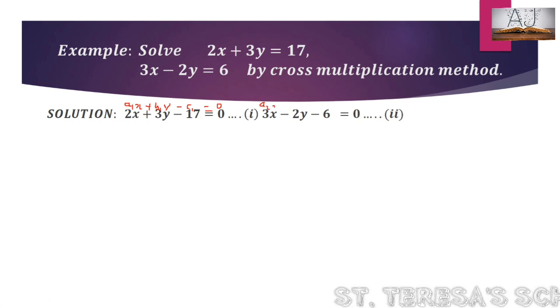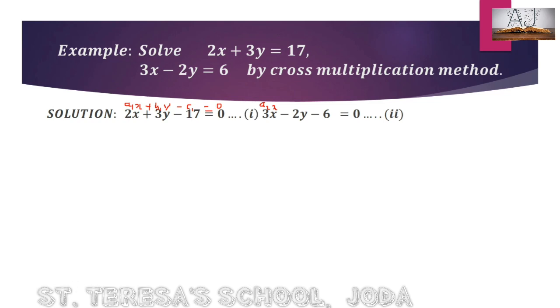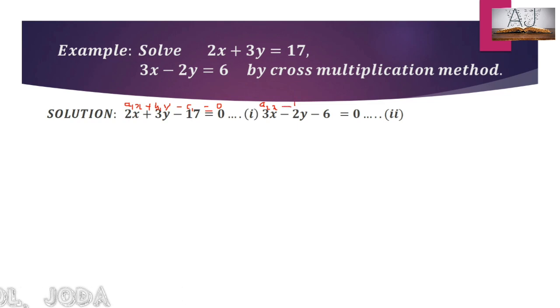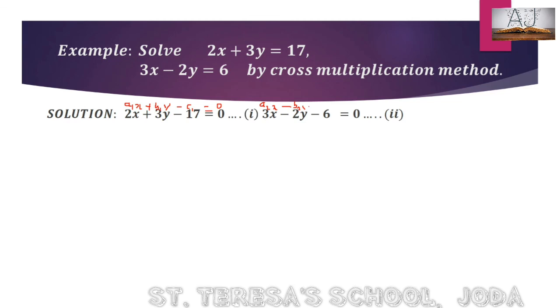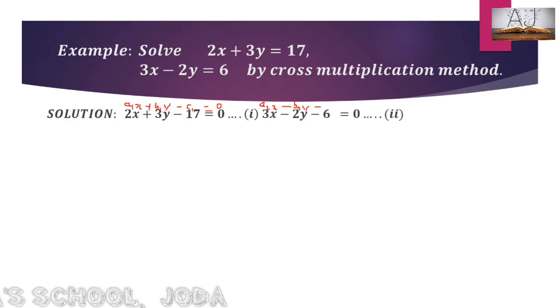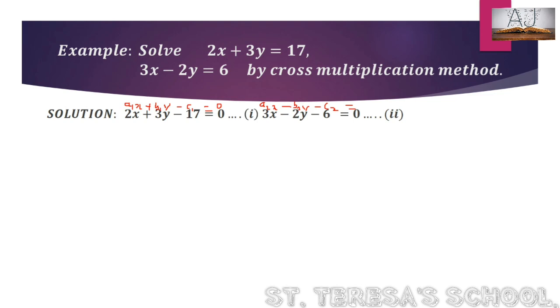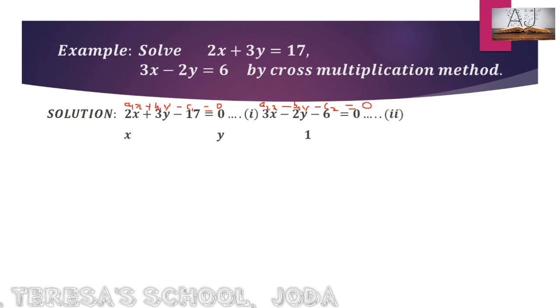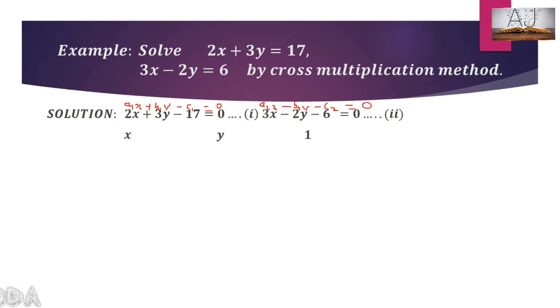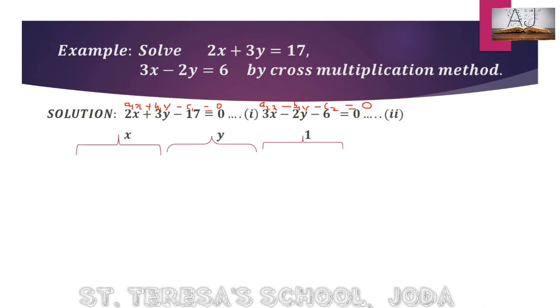Similarly for the second equation, a2x, so 3 is a2, minus, okay, b2y. Now here what is b2? b2 is minus 2. Okay, and plus c2. c2 is minus 6. Remember, c2 is minus 6 equal to 0. So you can now, below that, write x, y, 1 in the same way as I told. Okay, and you can make this also.